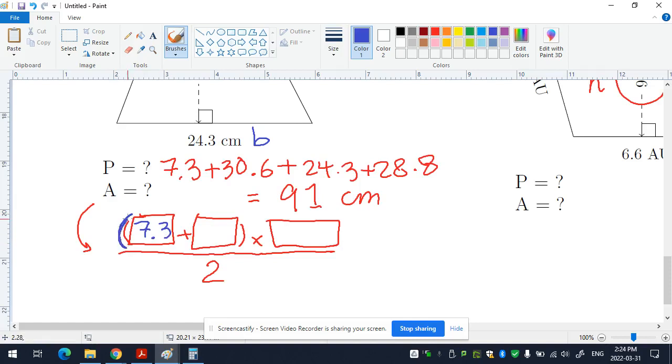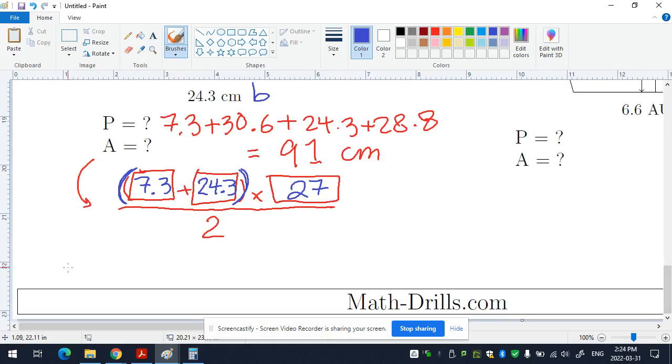There's a bracket here. Don't put the boxes. I'm just putting the boxes to show you that. 24.3 here. And then times, what's my height? Connecting. What's the connecting height? 27, solid, no decimals, great. All right, let's do the bracket first, because that's what BEDMAS tells you. Equals. Yes, we're doing the number 5.